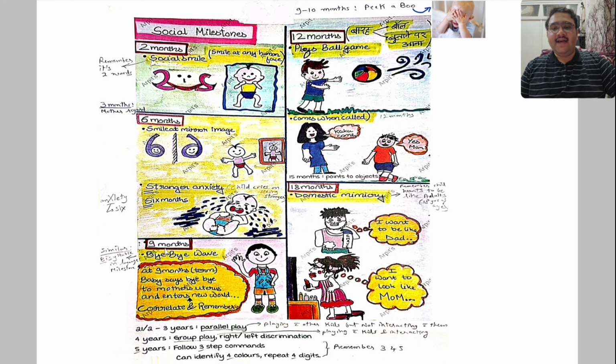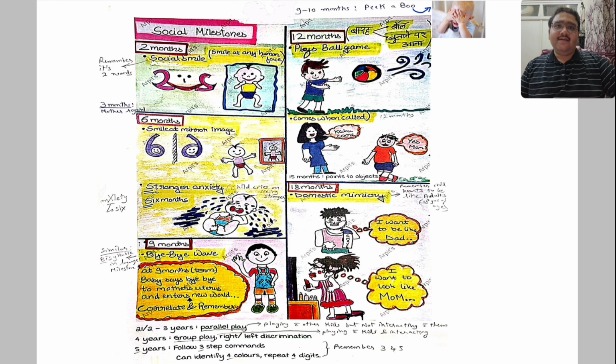Then at 9 months, the baby says bye-bye. So you can remember at 9 months of pregnancy, baby says bye-bye to mother's uterus and enters like a newborn. So 9 months baby says bye-bye. Also bisyllables also at 9 months. Both.